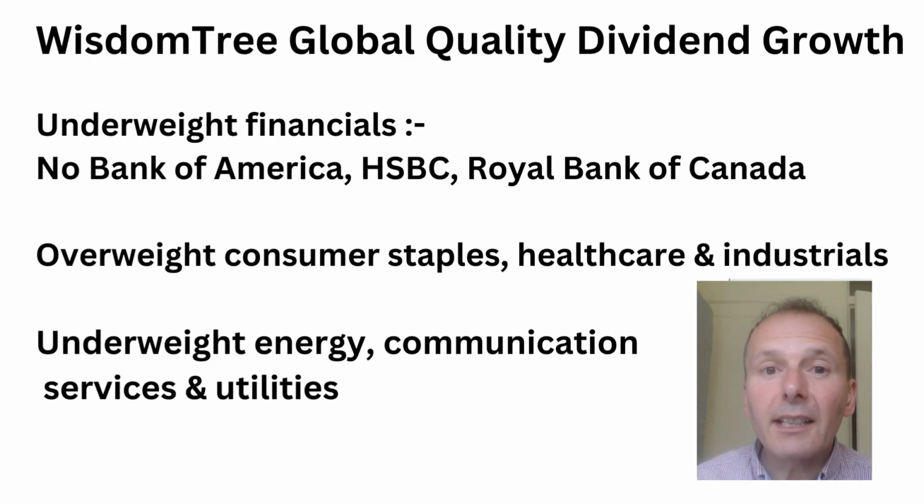In terms of sectors, WisdomTree Global Quality Dividend Growth is underweight in financials, so there's no Bank of America or HSBC. It's overweight in consumer staples, healthcare and industrials. The former two particularly have quite good solid dividends behind them. It's underweight energy due to ESG concerns, and it's also underweight communication services and utilities.